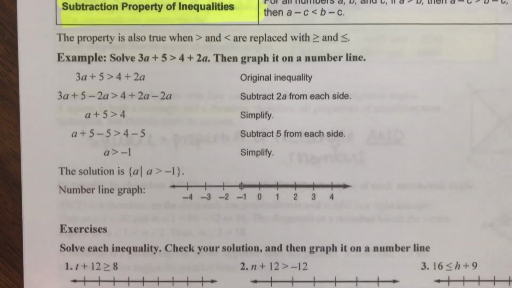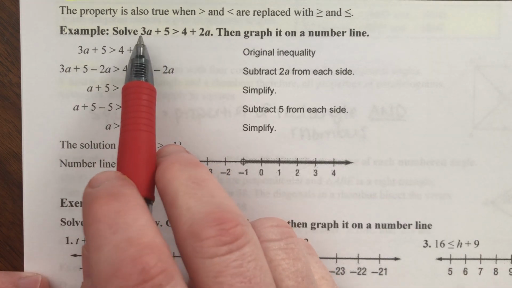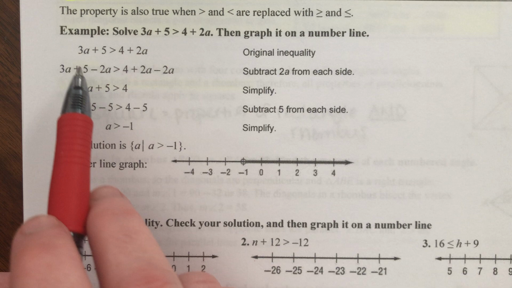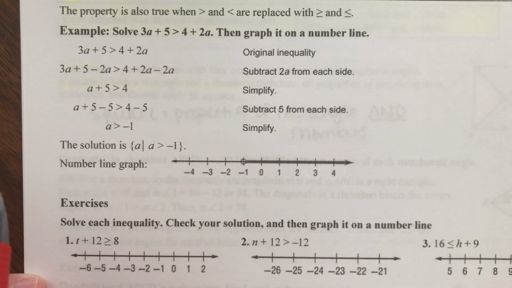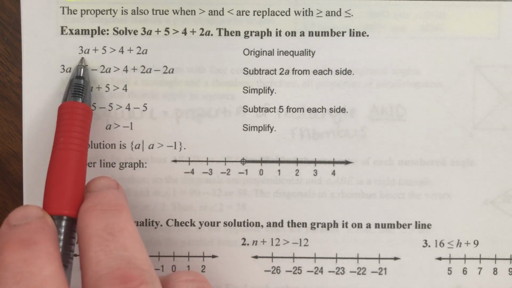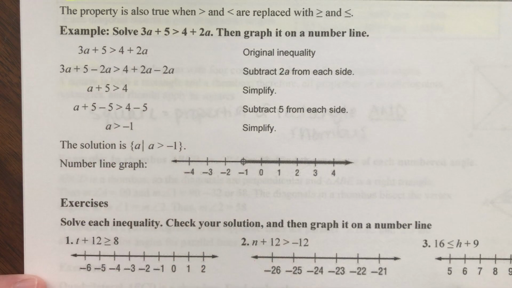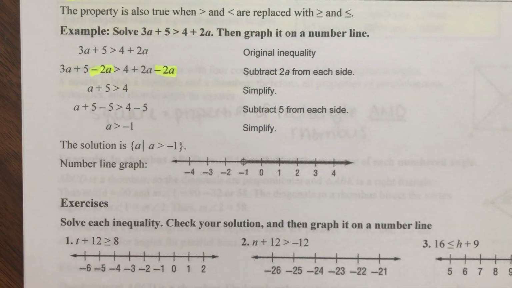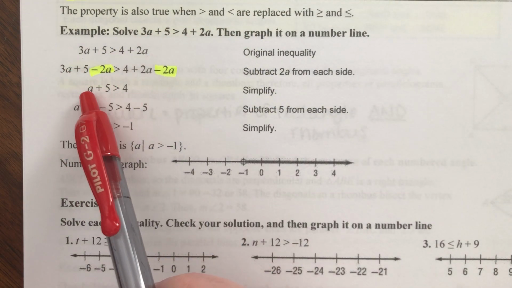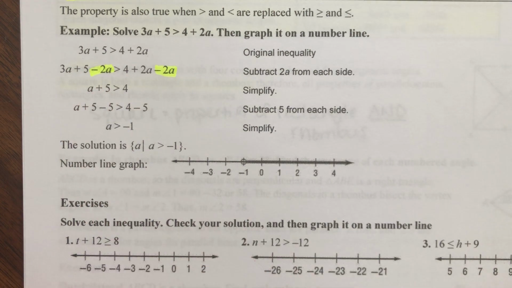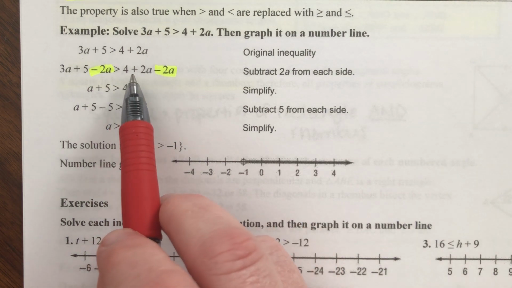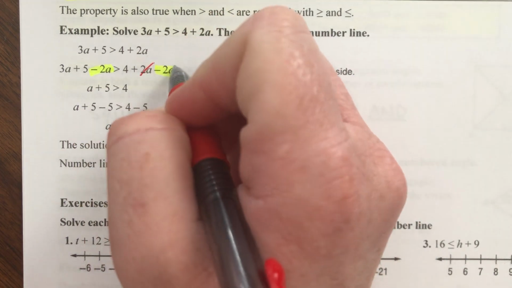So here's an example up top. We have 3a plus 5 is greater than 4 plus 2a, so we write that out. We want to get rid of the smallest a here, because we've got variables on both sides of our inequality symbol. So we're going to subtract 2a from both sides. So I subtracted 2a here, subtracted 2a here, and then we simplify. So 3a minus 2a is just a, and we still have this plus 5. Bring down our inequality symbol, it doesn't change. 4, and then these two cancel each other out.